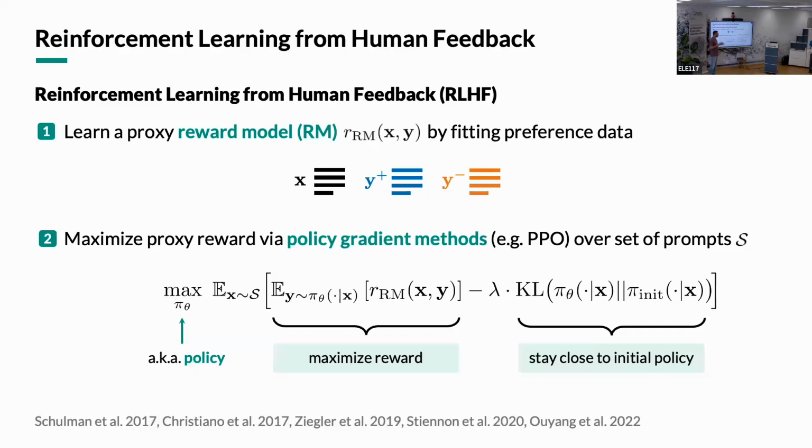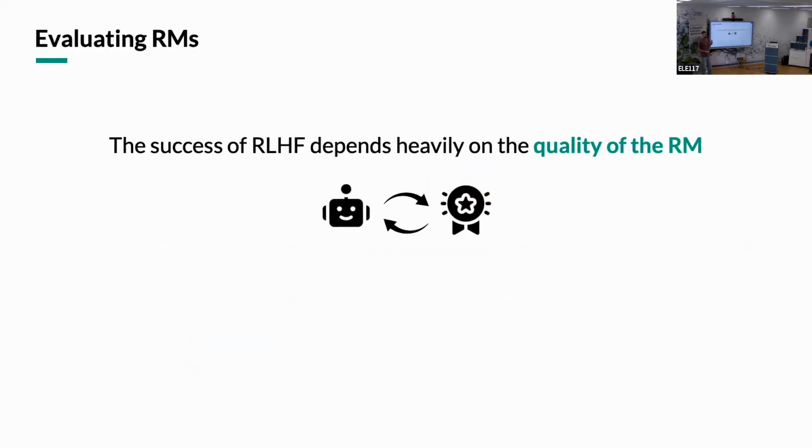Okay, the idea here is that we want to restrict how much we deviate from where we start from so that we don't lose too much of the capabilities that the model acquired during previous stages of training. Okay, so these two steps are RLHF in a nutshell, and its success heavily depends on the quality of the reward model, right? In the end, the reward model provides the signals for learning.